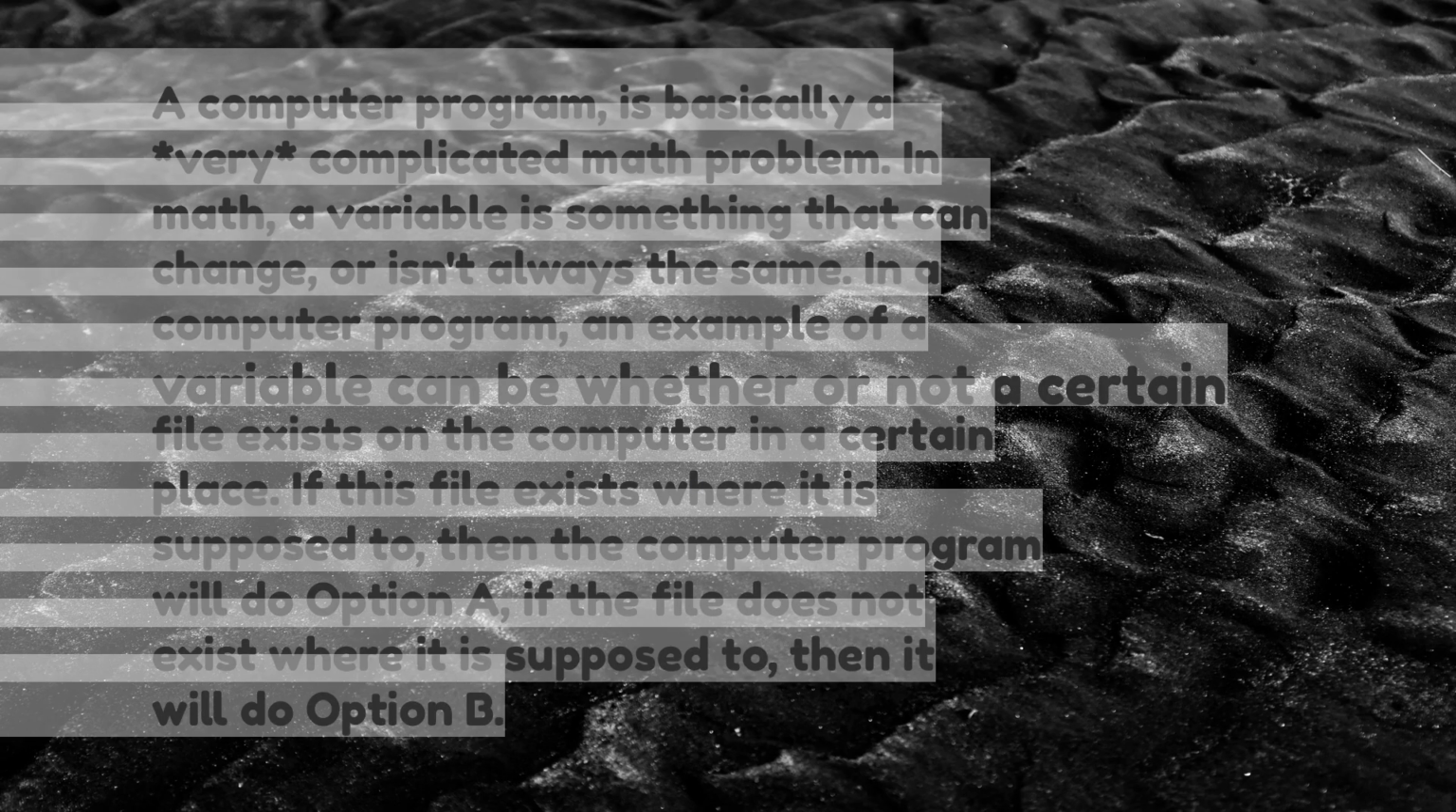A computer program is basically a very complicated math problem. In math, a variable is something that can change, or isn't always the same. In a computer program, an example of a variable can be whether or not a certain file exists on the computer in a certain place. If this file exists where it is supposed to, then the computer program will do option A. If the file does not exist where it is supposed to, then it will do option B.